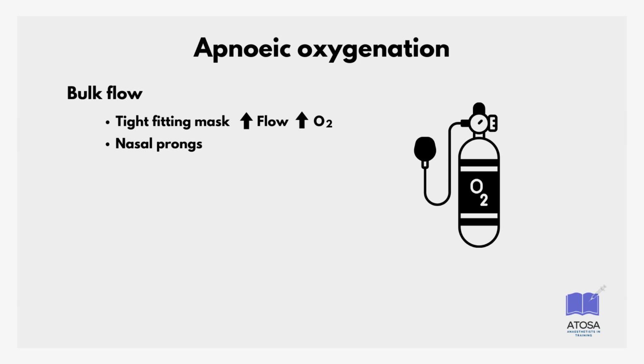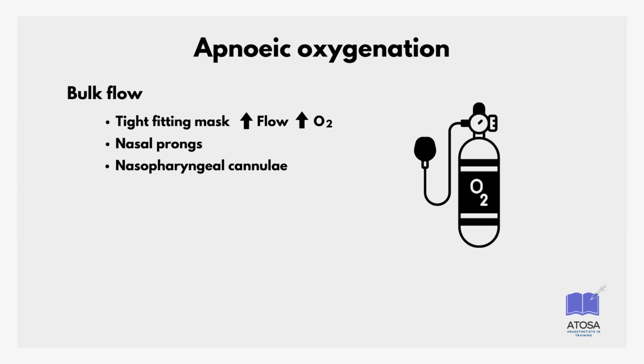One can also consider the use of nasopharyngeal cannulas. These are designed to deliver oxygen directly to the pharynx and are useful if there is no patent airway. The cannulas bypass the upper airway and deliver oxygen close to the cords.